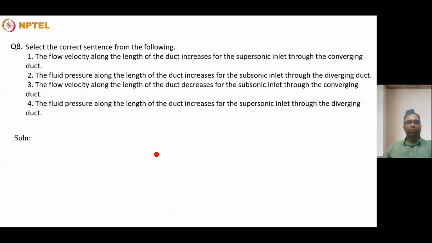Select the correct sentence from the following. The flow velocity along the length of the duct increases for the supersonic inlet through the converging duct. The flow pressure along the length of the duct increases for the subsonic inlet through the diverging duct. Flow velocity along the length of the duct decreases for the subsonic inlet through the converging duct. The fluid pressure along the length of the duct increases for the supersonic inlet through the diverging duct. So what will be the correct answer?